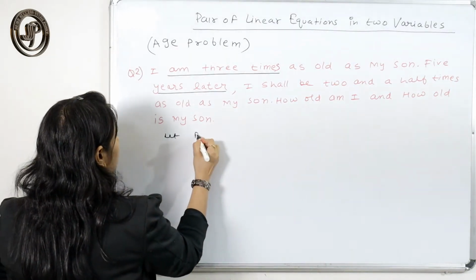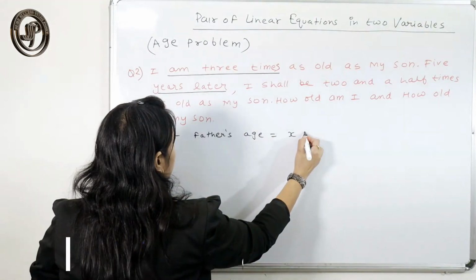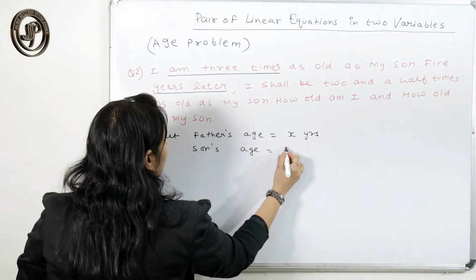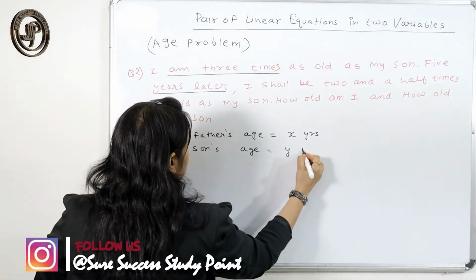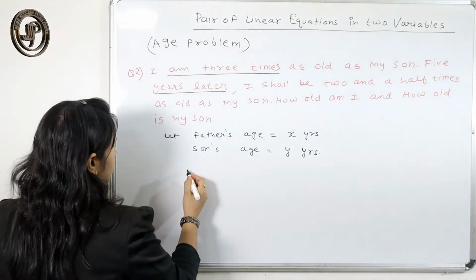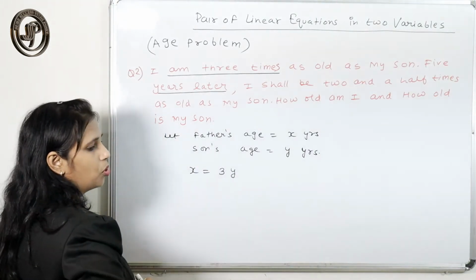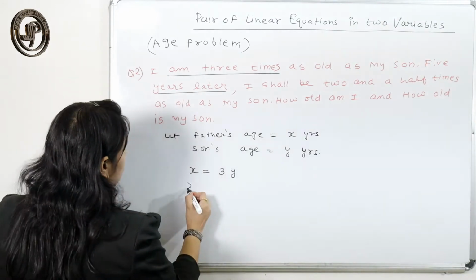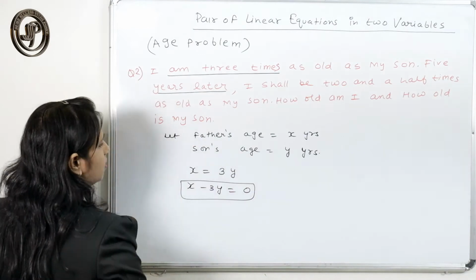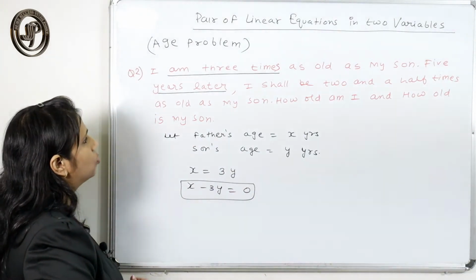So let father's age be x years and son's age be y years. I am 3 times as old as my son, so x is equal to 3y simply. Father is 3 times as old as his son, so x minus 3y is equal to 0. That is the equation, right? Now, I shall be 2.5 times as old as my son.